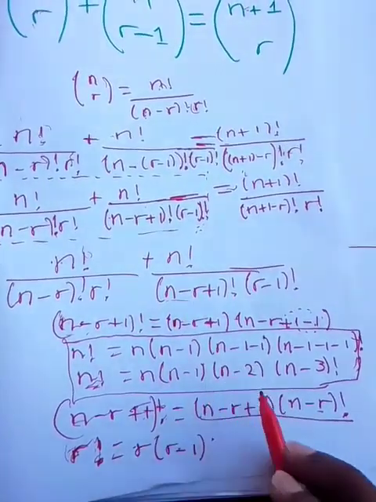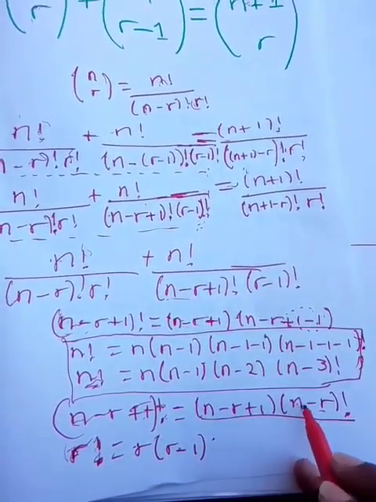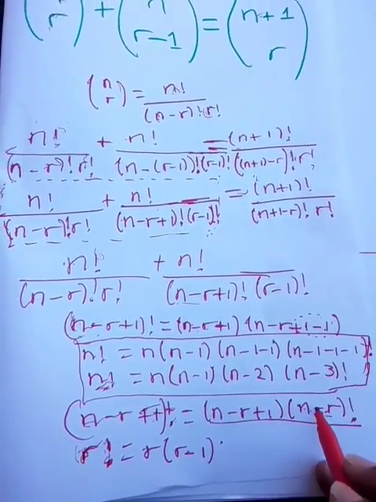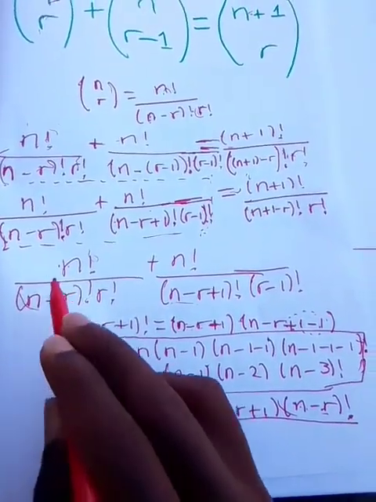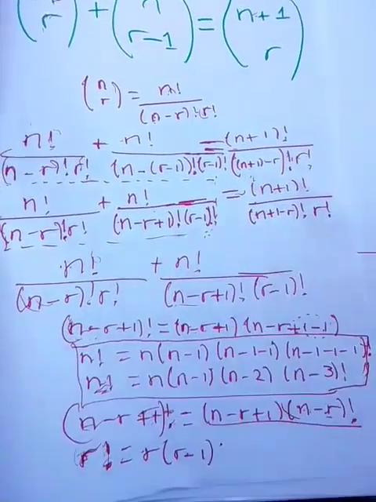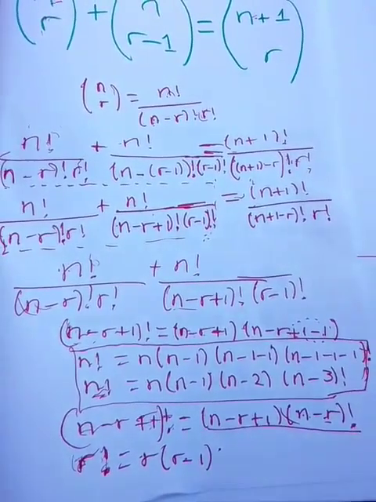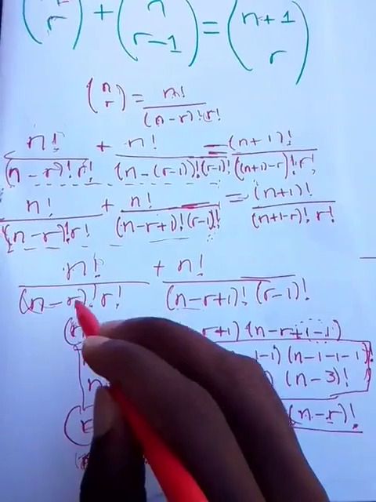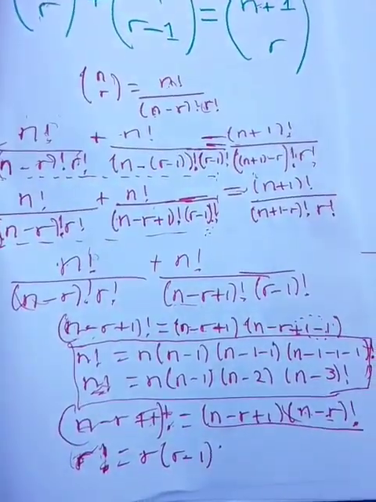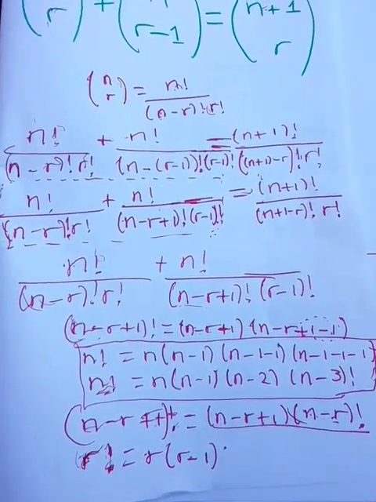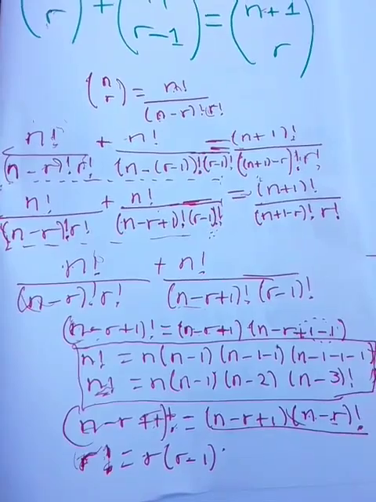For this one, I stopped where I had n minus r. Do you know why? Because I have n minus r on the other side. That's why I stopped. If maybe on this side I had something else, I would have continued until I reach what I have on the other side. That's the purpose. You don't just break down the factors anyhow. No. You do it with purpose.